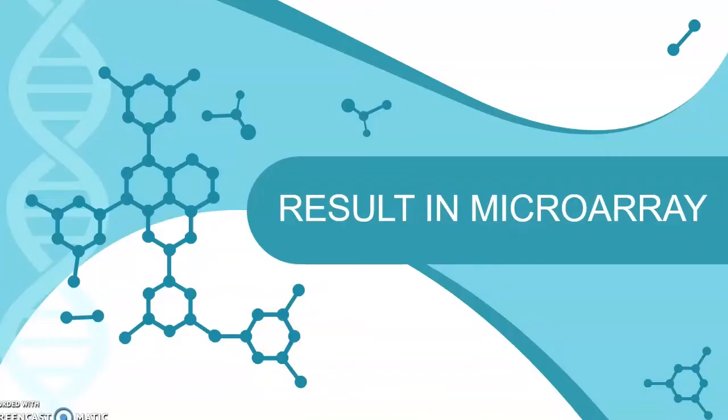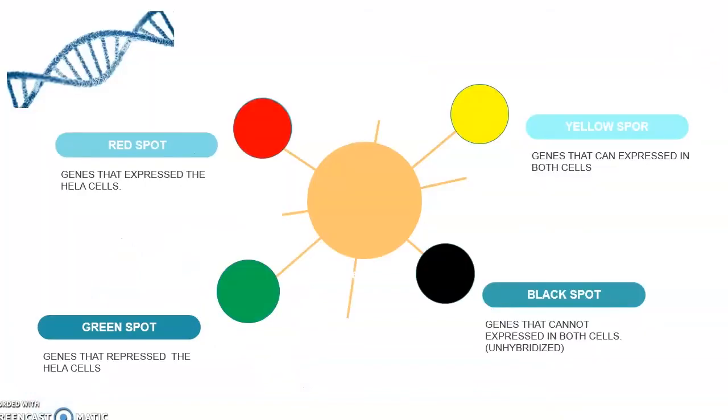Hello! I will talk about the result in microarray. What do you expect the result for microarray? Of course, you want to see the color. Yes, there will be red, green, yellow, and black. But black means nothing because it's only an unhybridized gene, so let's move on.